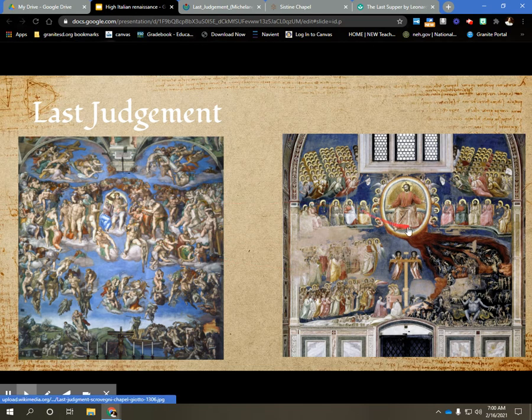Compositionally, very, very similar to all the other Last Judgments that we've seen. I mean, this is just kind of the format that they took. This is what it looked like. This is how you painted a Last Judgment, but so much more believable and so much more dynamic.